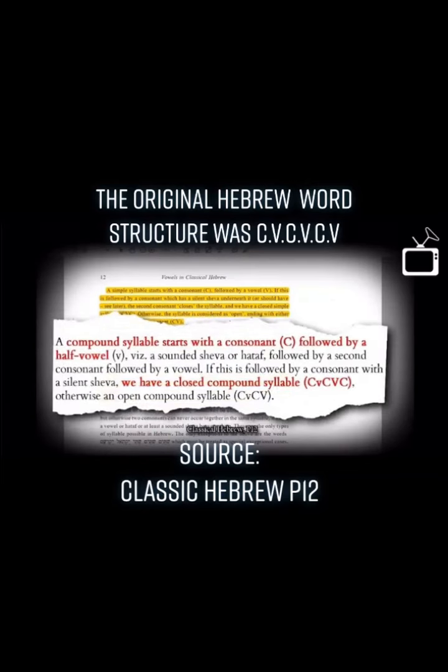A compound syllable starts with a consonant followed by a half vowel. But guess what? It's still a vowel. A sound shavah or hataf, followed by a second consonant, followed by a vowel. If this is followed by a consonant with a shavah, we have a closed compound syllable, but you still see this consonant, vowel, consonant structure.